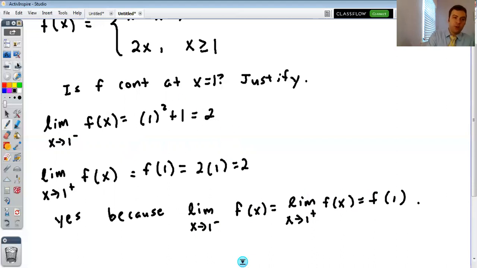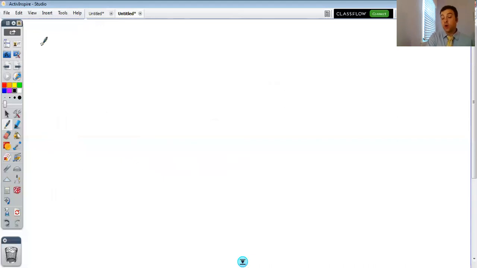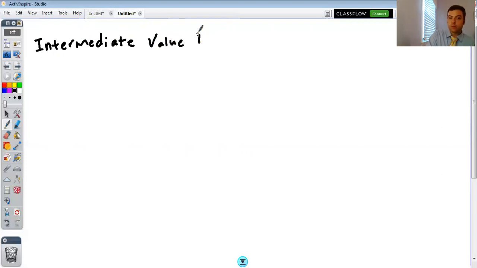Okay, one last thing with continuity that I want to touch on is an important theorem that is a result of continuity. We should all remember this one, the intermediate value theorem, most commonly referred to as IVT. The intermediate value theorem is very simple to understand.